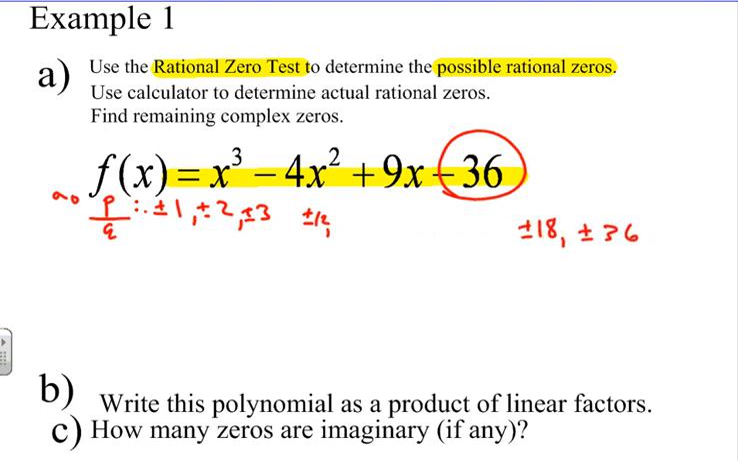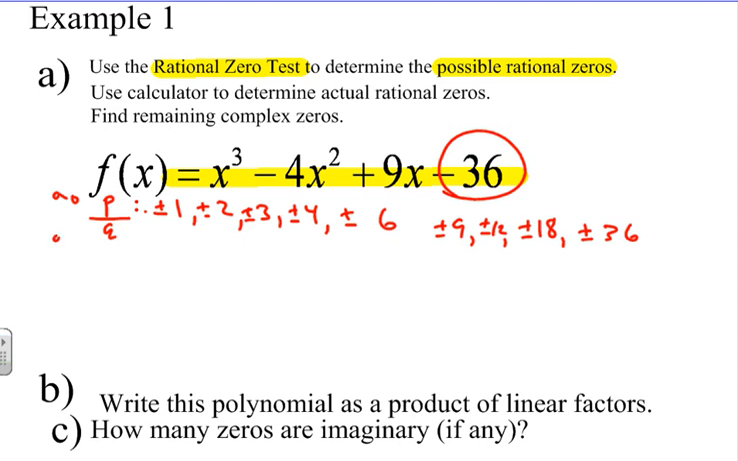I'm running out of room, so I'll move this over here. Make sure you always give yourself enough room when you're writing these out. Then we go plus or minus 4, and then plus or minus 9. And then plus or minus 6, and we come to our end. So those are all the factors of 36, our constant, positive and negative ones.